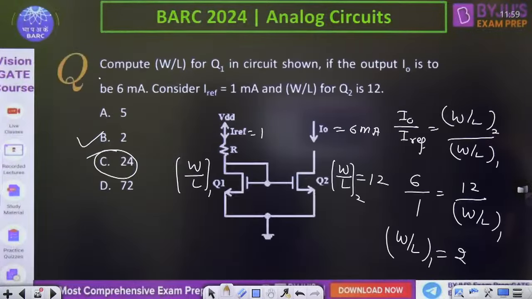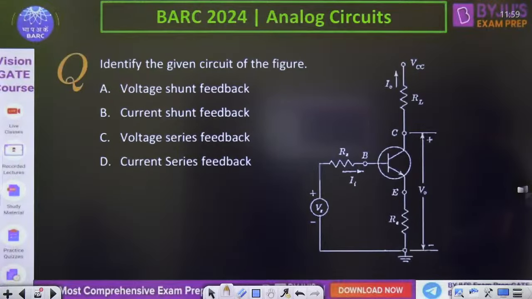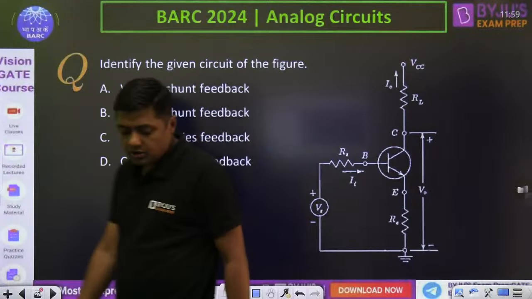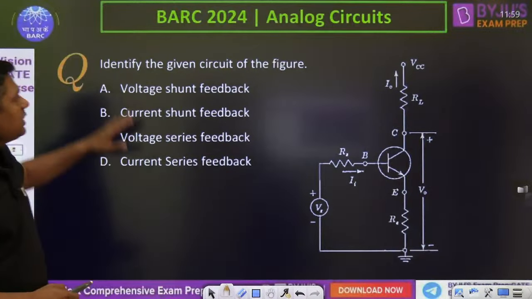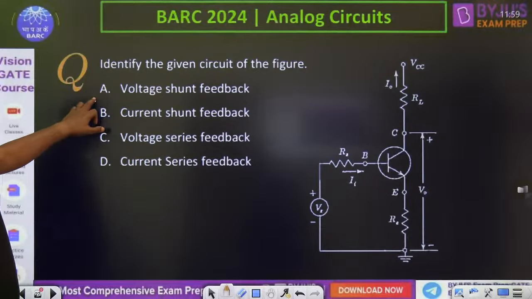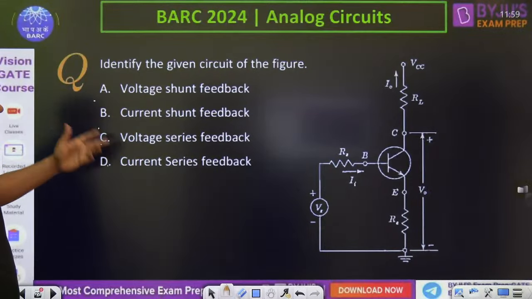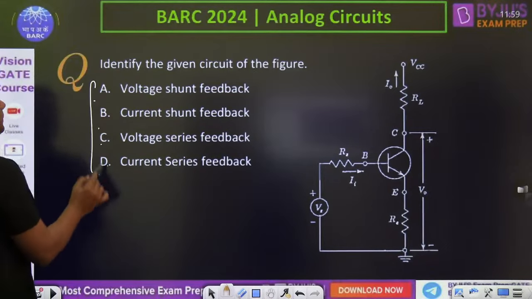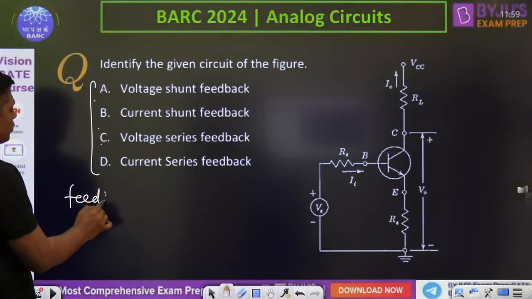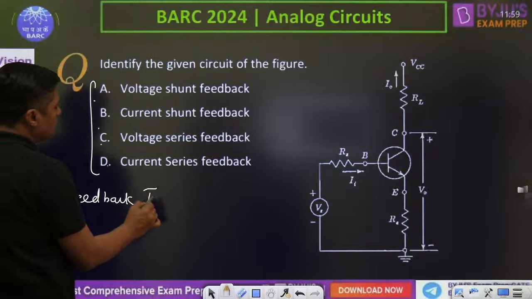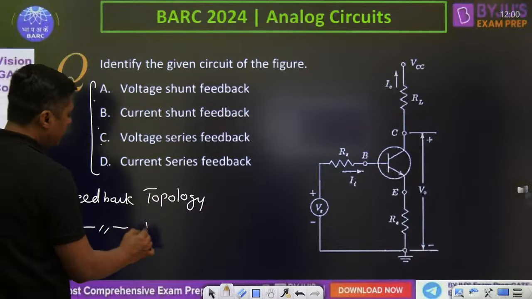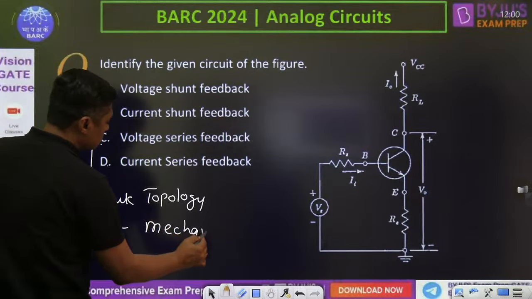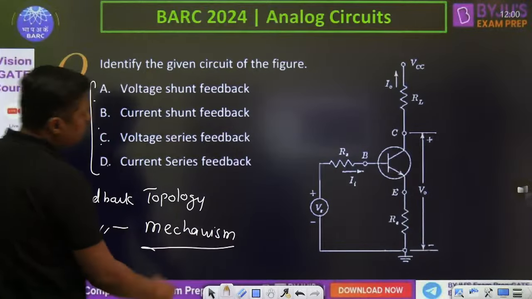नेक्स्ट क्वेश्चन. Identify the given circuit of the figure. Okay, tell me what is the feedback mechanism in this? Voltage shunt feedback, current shunt feedback, voltage series, current series. There are 4 feedback topology or mechanism. बताइए इनमें से कौन सा है?